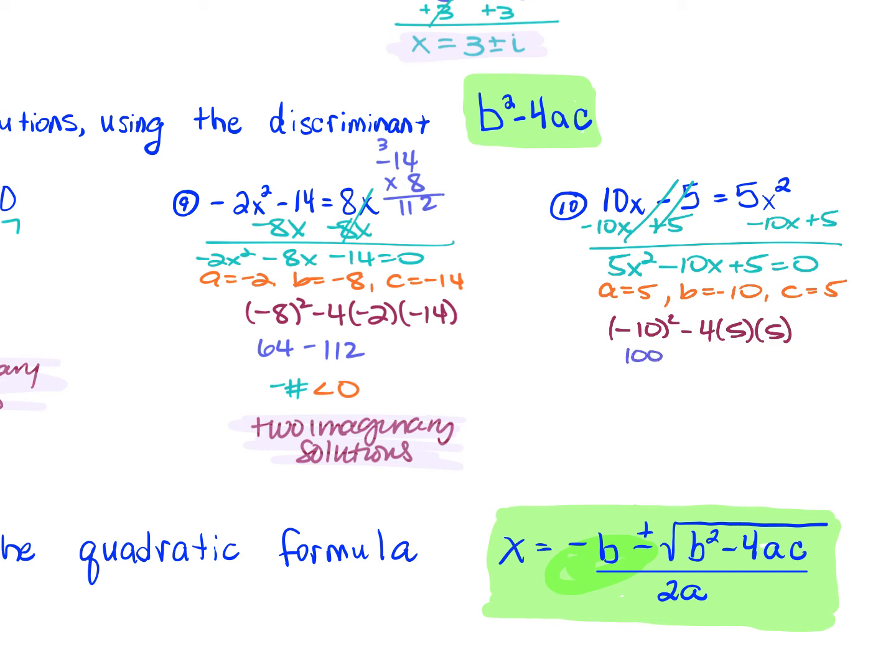10 squared is 100. The negative 4 times 5 is negative 20, times 5 is negative 100. 100 minus 100 is 0, and 0 is equal to 0. So that's one real solution.